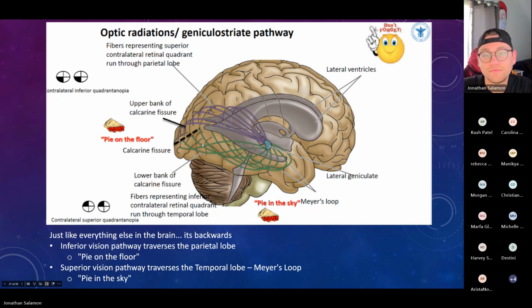It goes down. Right. So some people refer to this as Meyer's loop, pie in the sky versus pie on the floor. And by pie, they just mean like the quarter, right? Because you get these little wedge-shaped chunks taken.